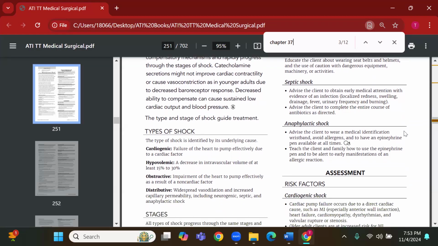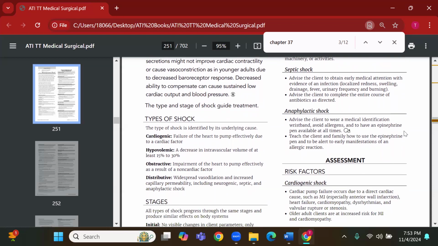Now here, look at this. Anaphylactic shock, you know what that's from. Bee sting, allergy, whatever. Advise the client to wear a medical identification band. Yeah, I think I would. Avoid allergens and have epinephrine at all times. Now remember, what did we talk about? This is what's interesting. Epinephrine is used for anaphylactic shock, but you'd think it worked for septic shock too, but they don't mention it there. I don't know. They might give it. I don't know. I haven't worked with a lot of septic shock.